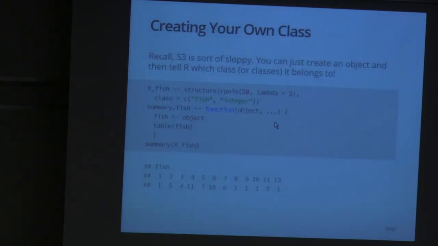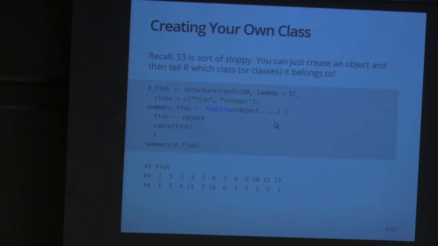Like I said, S3 is kind of sloppy. One of the things you can do in S3 is invent your own classes, and R doesn't really check on anything. You can say the class of this object is fish, and R says, great, that's a fish class object. You don't have to do any kind of crazy setup. You can just say, I have this thing, x_fish, and its class is fish.